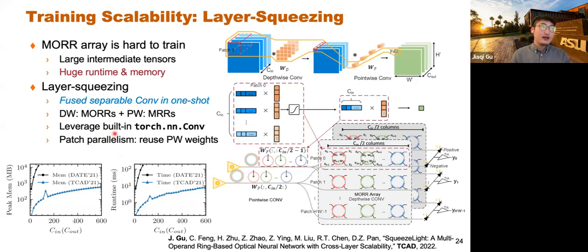And then in training, you can directly call torch conv instead of a customized operation. You can see the runtime and the memory usage during training have an order of magnitude improvement compared to the naive implementation.